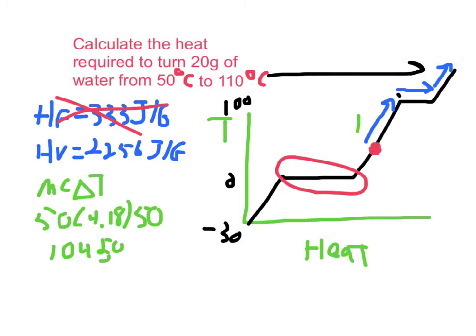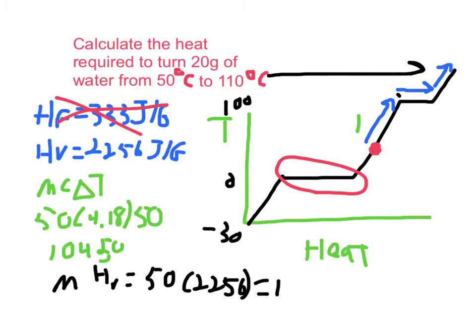Next step we got to do is use the heat of vaporization to see the boiling point. That's just M times the HV. Your mass again is still 50. Your HV is 2256. You want to multiply those, and you get a big number, 112800. That's because the energy required to boil water is very big compared to the change in temperature.